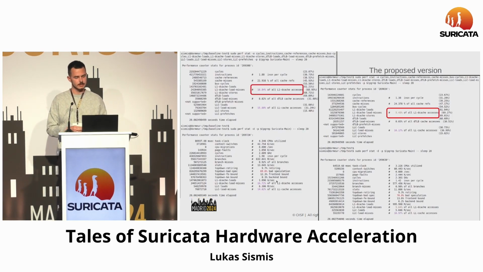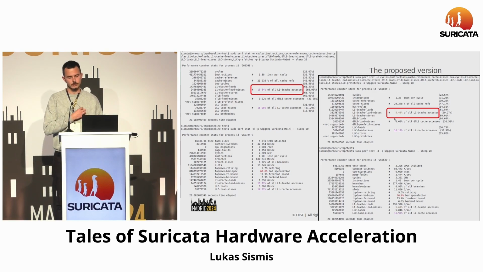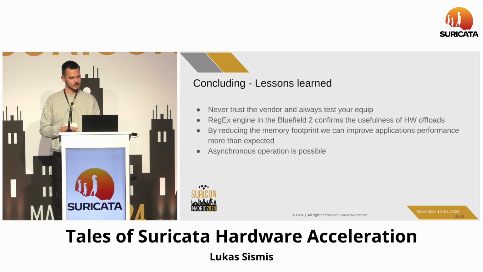Here, on the left, we have perf stat of the baseline version. It's probably a little small, but it says 16.8% of L1 dcache misses, while in the new version there are only 5.4% L1 dcache misses. So it also brings this little unexpected improvement as well.